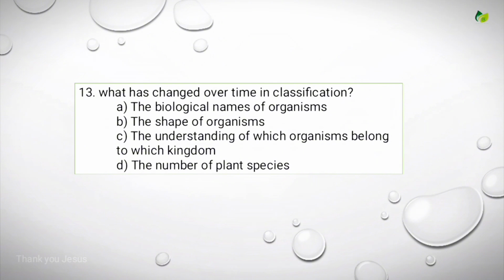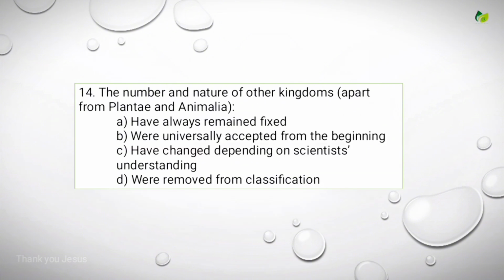What has changed over time in classification? The options are the biological names of organisms, the shape of organisms, the understanding of which organisms belong to which kingdom, and the number of plant species. The correct answer is the understanding of which organisms belong to which kingdom. Next question: the number and nature of kingdoms apart from Plantae and Animalia. The options are have always remained fixed, were universally accepted from the beginning, have changed depending on scientists' understanding, or were removed from the classification. The correct answer is that they have changed depending upon the scientists' understanding. Okay, let's see the next question.